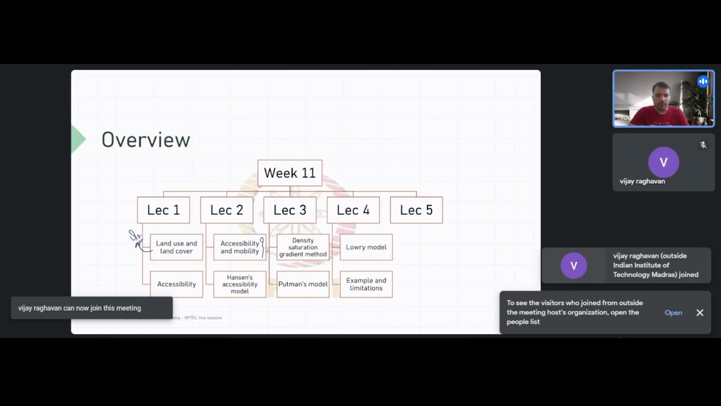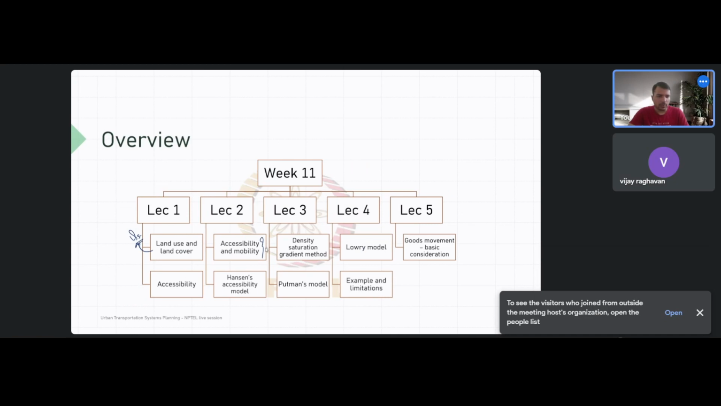Then lecture 5 was about goods movement, and the basic considerations of goods movement were discussed, followed by the classification.